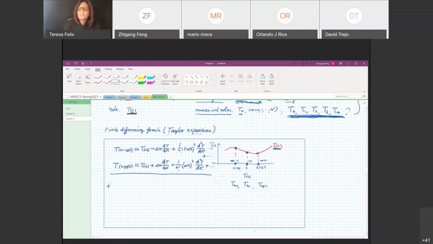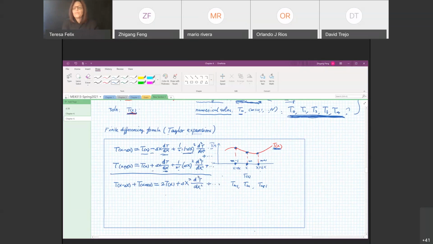So if I add these 2 equations, on the left side I have T(x − Δx) plus T(x + Δx). On the right side, I have 2T(x). Now the first order derivative terms cancel out. One is minus, the other is plus, so they cancel out. The second order derivative, minus Δx squared becomes plus. So we have 2 plus, and 1/2 plus 1/2, so that's 1. Plus high order terms. Okay, so we drop the high order terms.